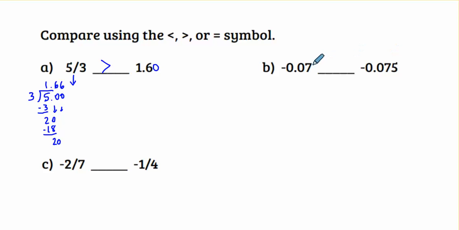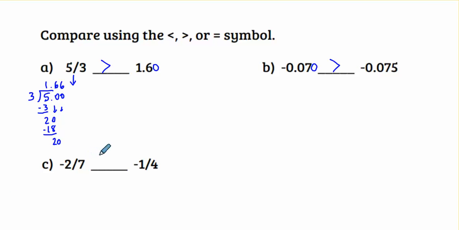Again, we probably are going to want a 0 here at the end. And let's compare. Now this is 70 thousandths compared to 75 thousandths. Normally, if they were both positive, 70 would be smaller than 75. But because they're both negative, it's exactly the opposite. And so it's going to look like this.